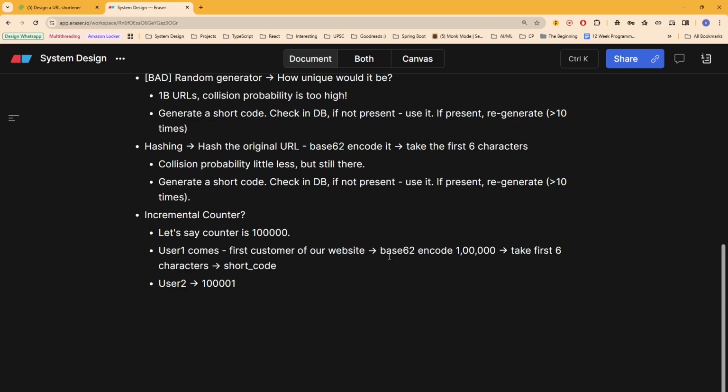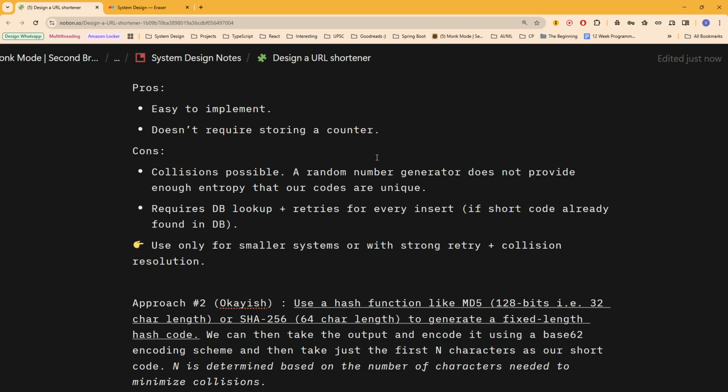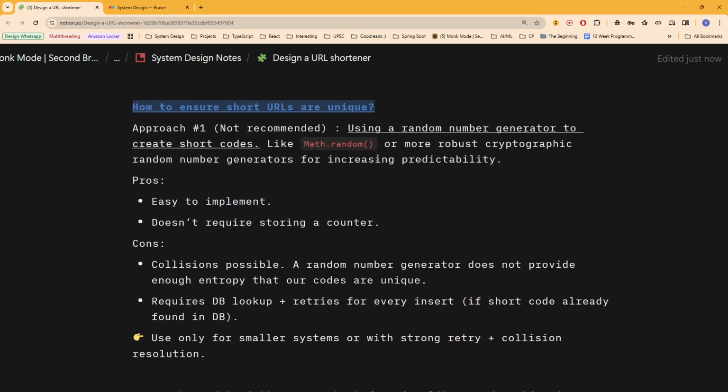Now with this, we guarantee no collision, which means this checking in DB, we have removed it. This checking in DB would have some latency, right? You are going to the DB and checking, so there would be a network round trip cost to it. So we have removed that entirely when we use an incremental counter. Okay, so these are the basics. Let's go through our notes and see if we have forgotten something.